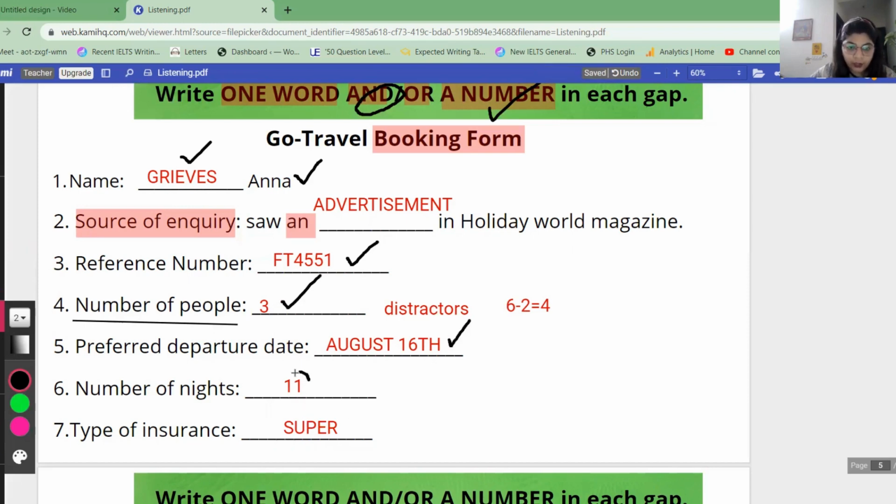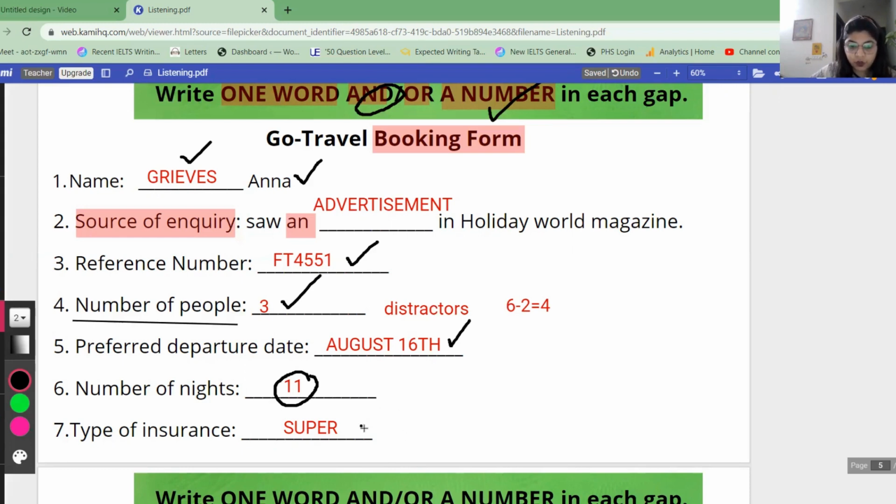Now, here they used one distractor. The man gave 3 choices: 7, 11, 14. Okay, and the girl said longer holidays are better, but maybe the next year. So she chose the middle one. So you need to hear the audio carefully. What 3 numbers the man said. So the middle one was 11. So I wrote 11 here.